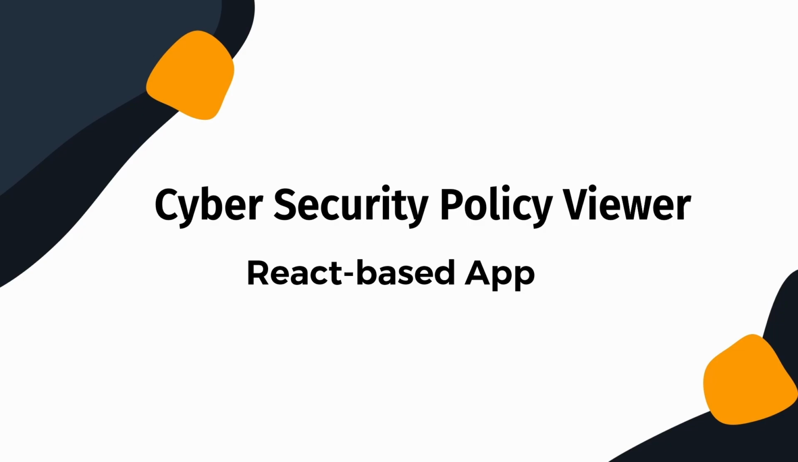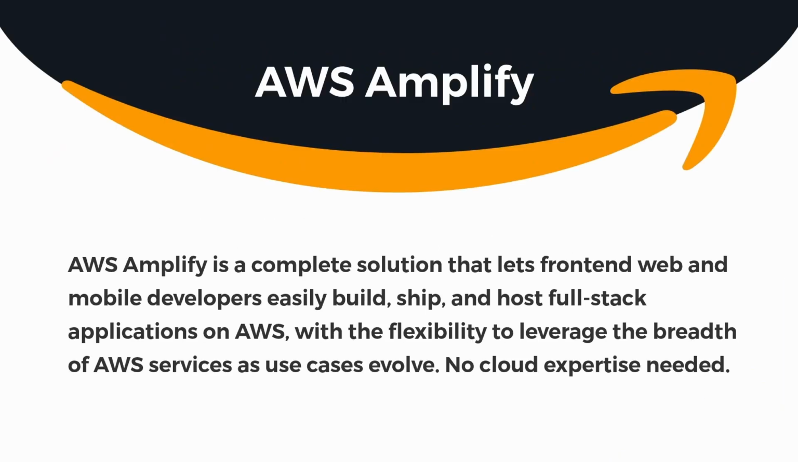So before diving into our project, let's see what AWS Amplify is. According to AWS, AWS Amplify is a complete solution that lets front-end web and mobile developers easily build, ship, and host full-stack applications on AWS with the flexibility to leverage the breadth of AWS services as use cases evolve. So for this service, no cloud expertise needed. The main objective of AWS Amplify is to simplify the process of building cloud-powered mobile and web applications by providing pre-built components and easy-to-use APIs. With AWS Amplify, developers can focus more on building their application's features instead of worrying about the underlying infrastructure.